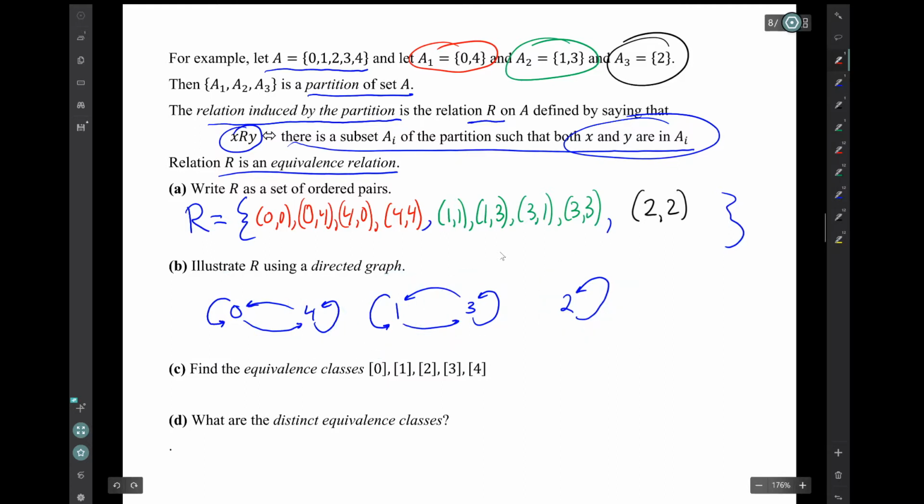We can see that the relation is symmetric because every arrow that goes someplace has an arrow going back the other direction as well. And we can see that the relation is transitive because every segmented path, for instance, this path that goes from 0 to 4 and then back to 0, every segmented path like that has a direct path that does the same thing.